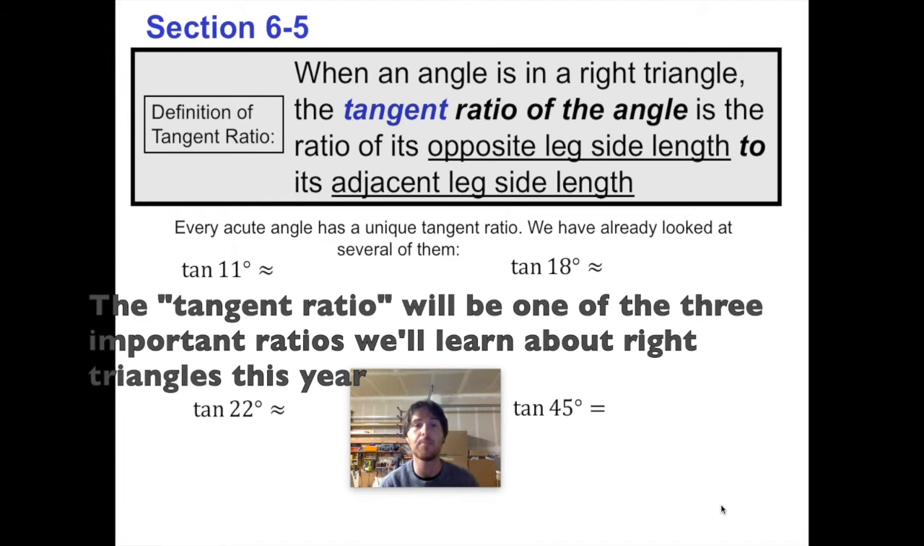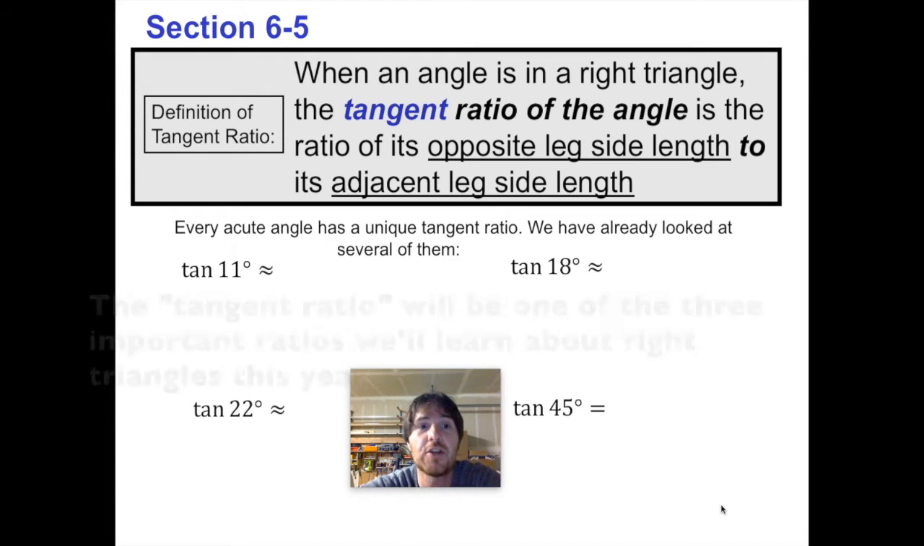So take a second, put this in your notes, and try to digest this real quick. This is going to be very similar to what I've been telling you and what you've been practicing the past few days. But here we have the definition of tangent ratio. When an angle is in a right triangle, or if it's not in a right triangle, let's just say we have an angle, that angle is going to have a tangent ratio. The tangent ratio of that angle is the ratio of its opposite side length to its adjacent leg's side length. And that's what the tangent ratio is.